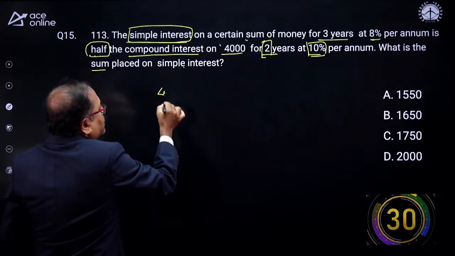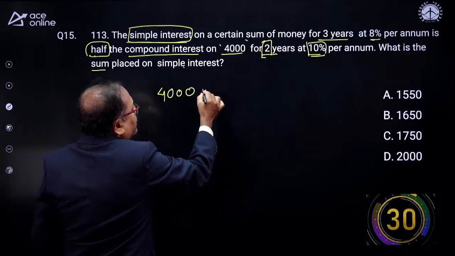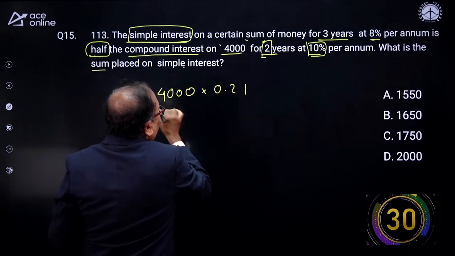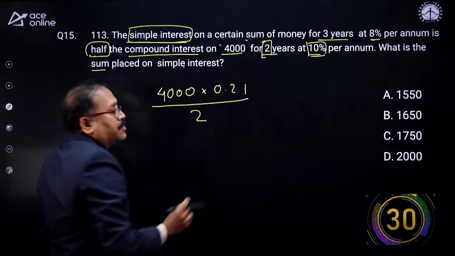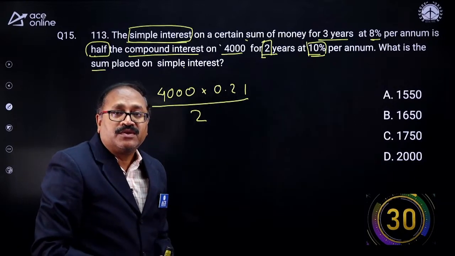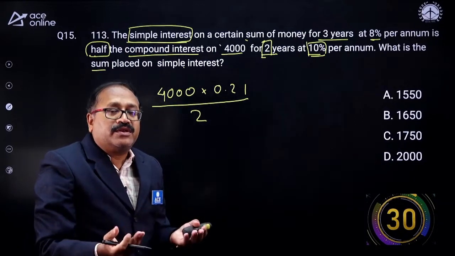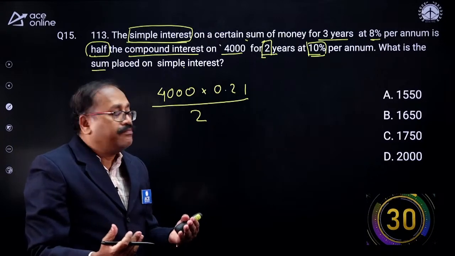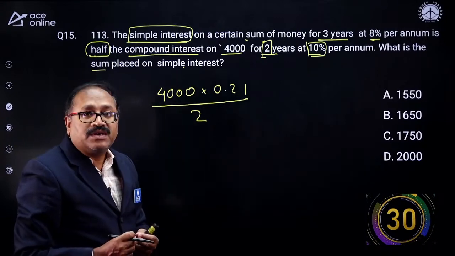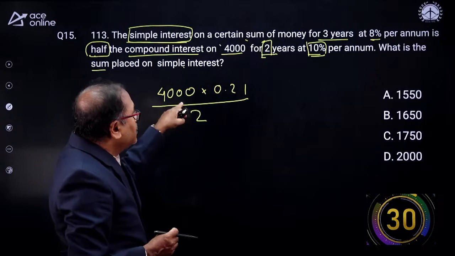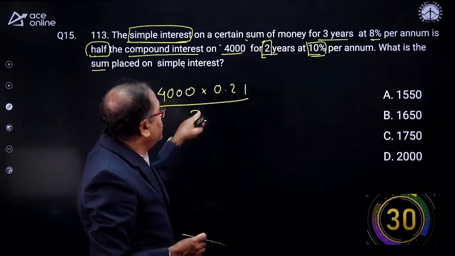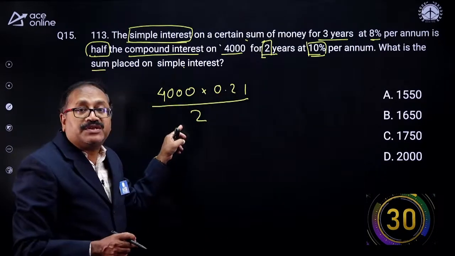So first find out that, it's 4,000. So 21%, that is 0.21 divided by 2. This will be your simple interest. Okay, now don't cancel yet. See how we approach in exams. So this is your simple interest, because we halved the compound interest, we get the simple interest.